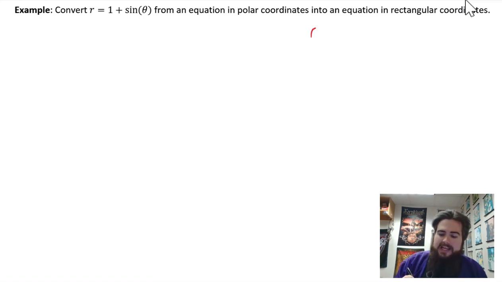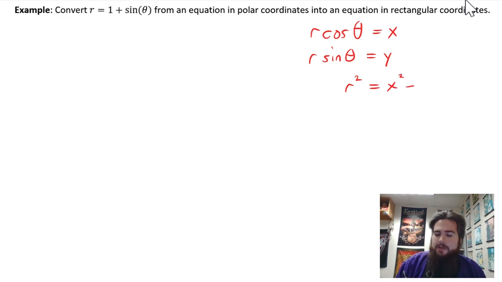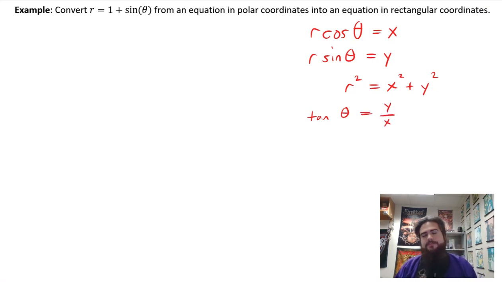The equations that we can use to try to simplify this include r times cosine of theta is equal to x, r times sine of theta is equal to y, r squared is equal to x squared plus y squared, as well as tangent of theta is equal to y over x.